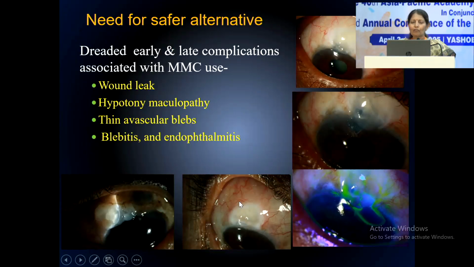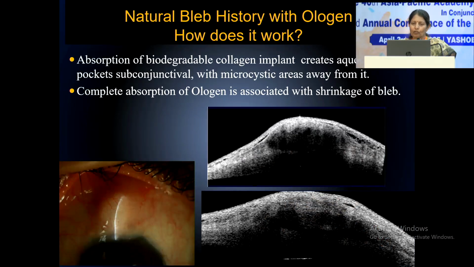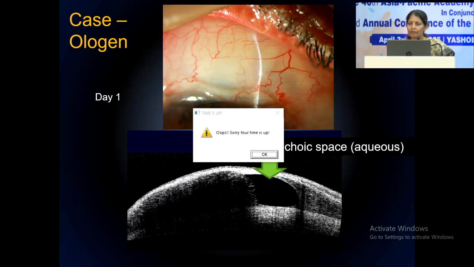Mitomycin used with the trabeculectomy can have dreaded complications. So a safer option was introduced in the form of a biodegradable implant, which leaves behind its negative copy at the end of 6 months. The absorption of this material creates an aqueous pocket subconjunctivally with a microcystic area away from it. And complete absorption is seen associated with shrinkage of the bleb.